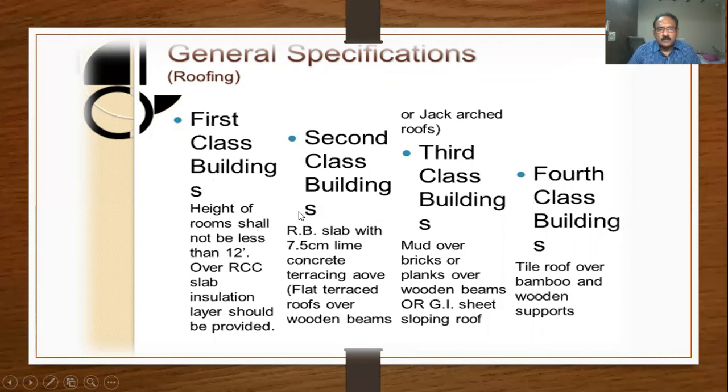This also comes under general specification, and we'll see some more specifications in the next class. We'll continue next class. Thank you.